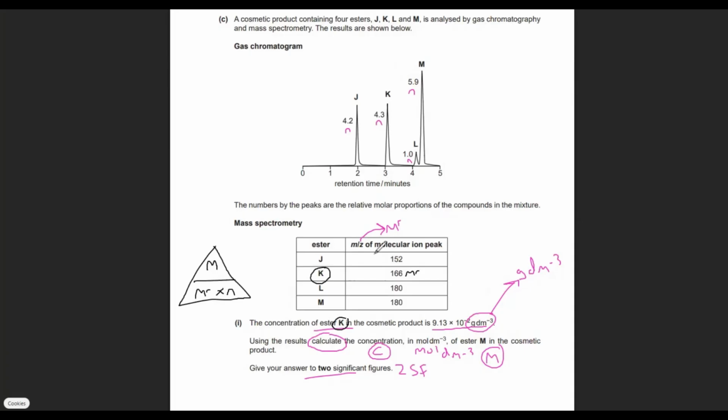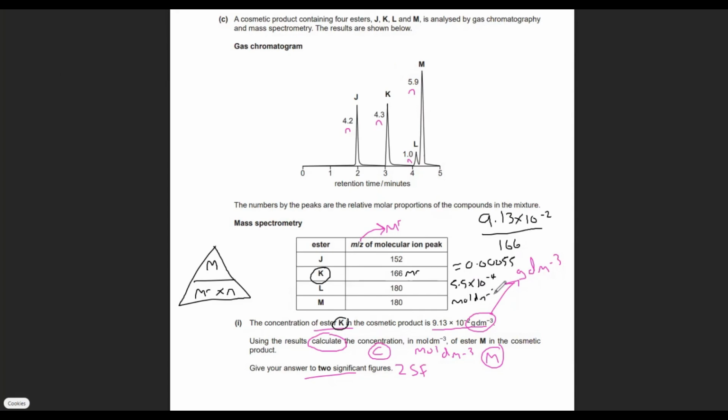So we're going to do mass over MR is going to give me moles. So I'm going to do 9.13 times 10 to the minus 2, and that is going to be divided because that's grams. So we're going to divide that over the MR, and that's going to give me moles in every decimeter cubed. And that's going to give me something like 0.00055 moles per dm3, and that is for substance K. And you could write that as 5.5 times 10 to the minus 4 mole per dm3 of substance K.